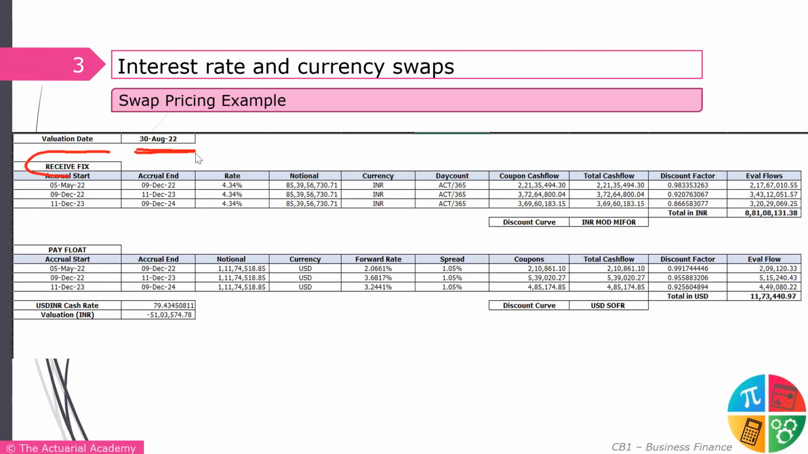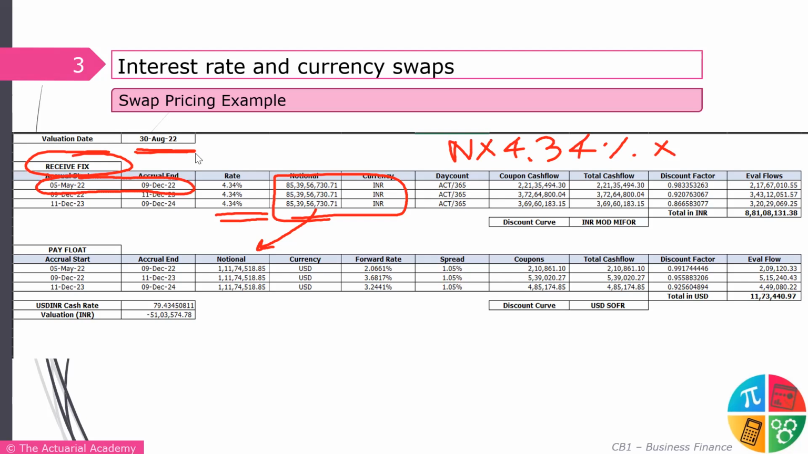Receive fixed. So you are receiving this fixed rate on an INR notional. I used the exchange rate, and if you can see, the INR notional is almost this USD notional into the exchange rate. And coupon cash flow. So what is the coupon cash flow? This notional N into the fixed rate, which is 4.34, into the year fraction, basically into how many days are there between this period.